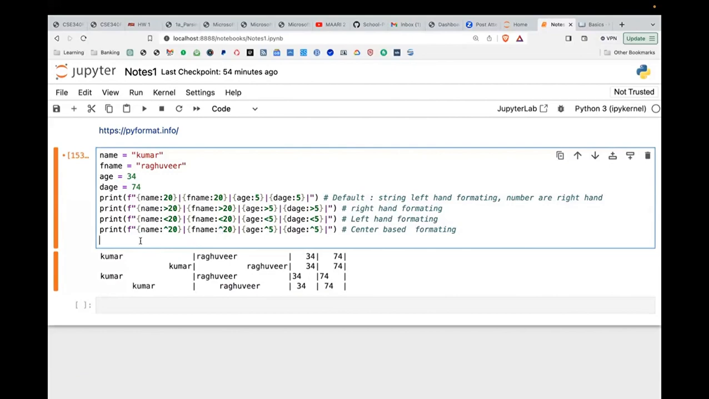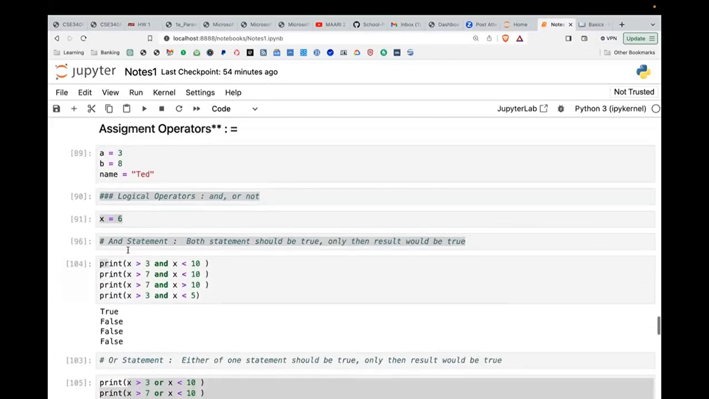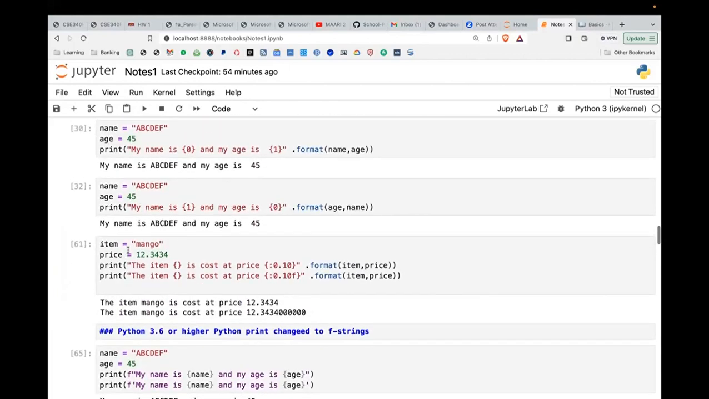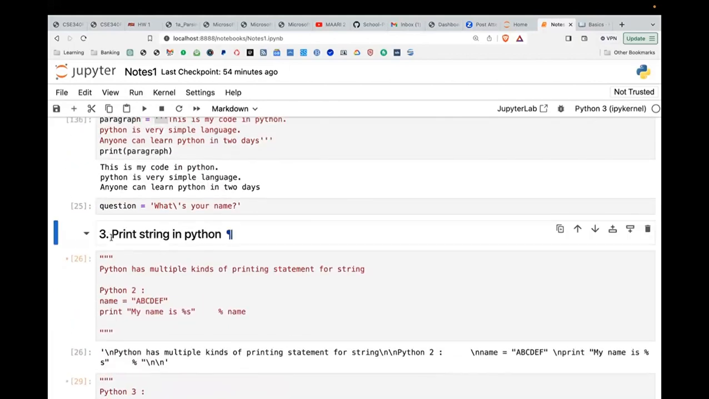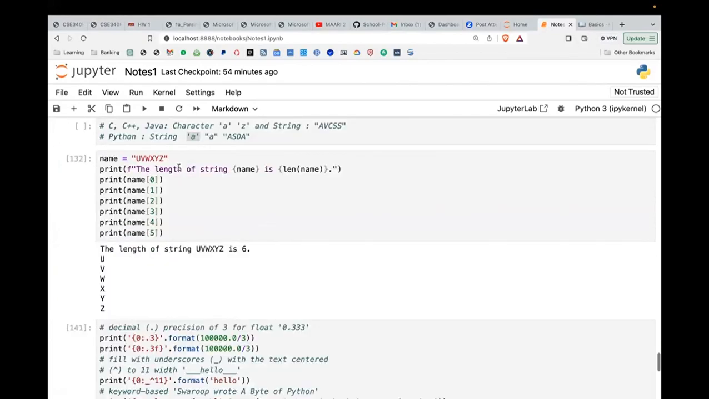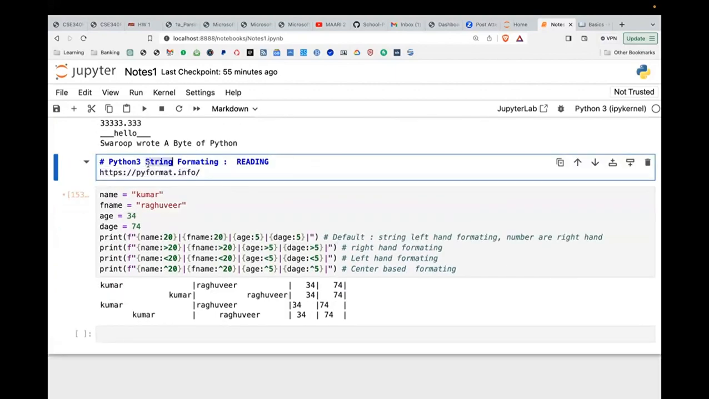All of this comes into the part I was teaching before in the class, the print string in Python. Everything is inside the print only, but I was just trying to tell you about the topic Python 3 string formatting. Please read this. It has everything you want to know about Python string formatting.